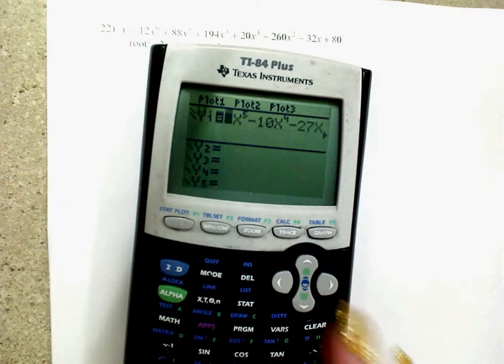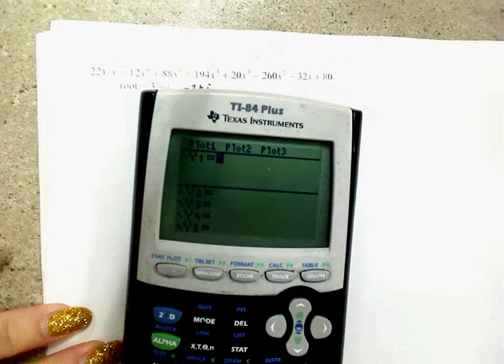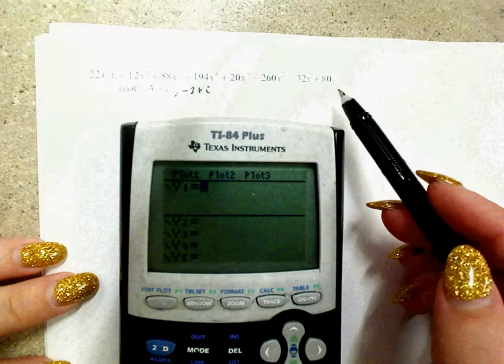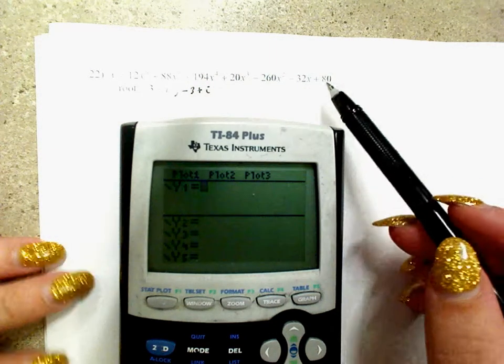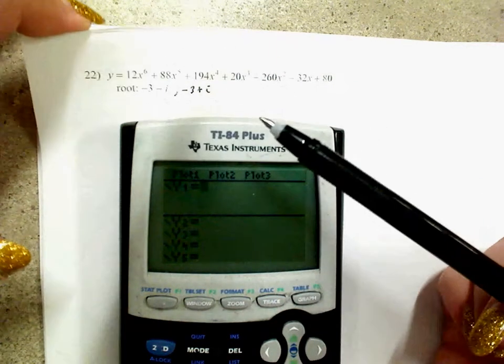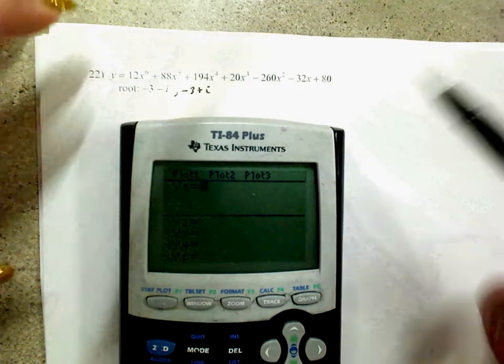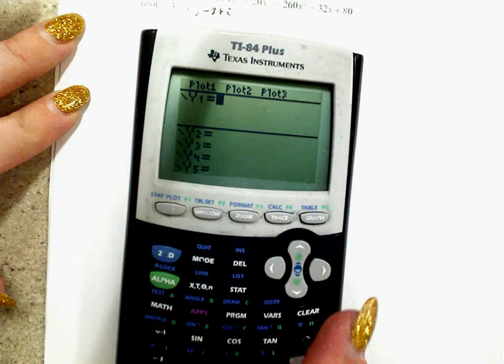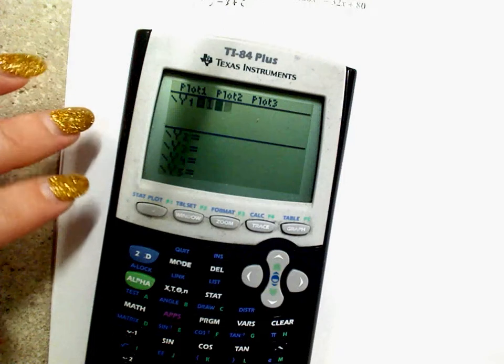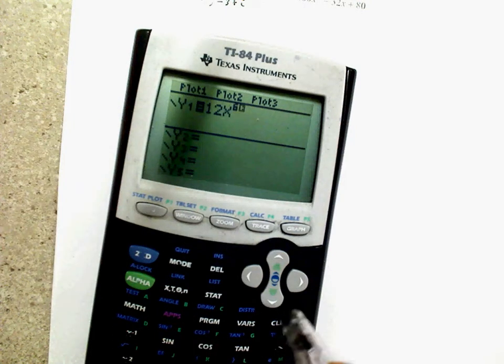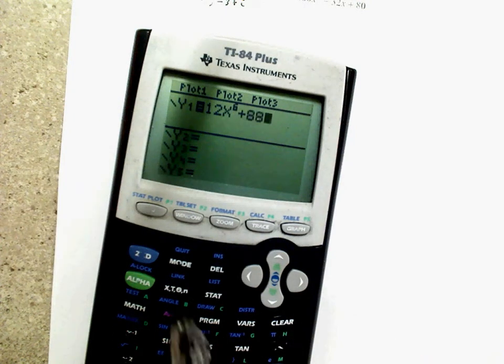So let's go ahead and graph this first. I could list out my possible rational roots, but gosh, that's the factors of 80 divided by the factors of 12. That's a lot. So I'm just going to kind of sketch it and see what happens. And by sketch it, I mean graph it. 12x to the 6th plus 88x to the 5th.